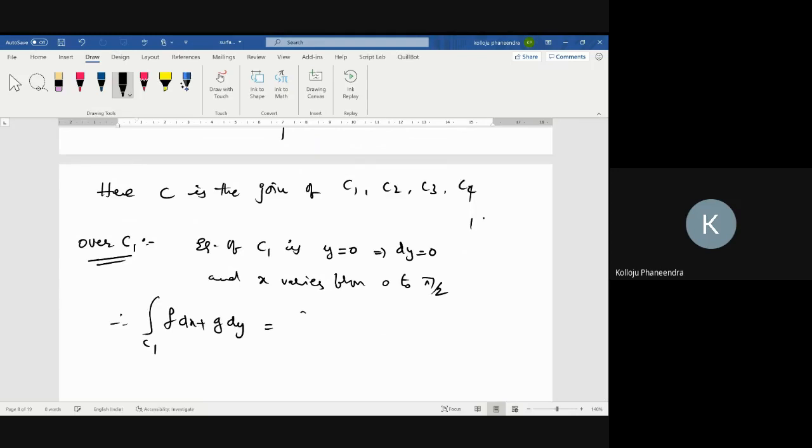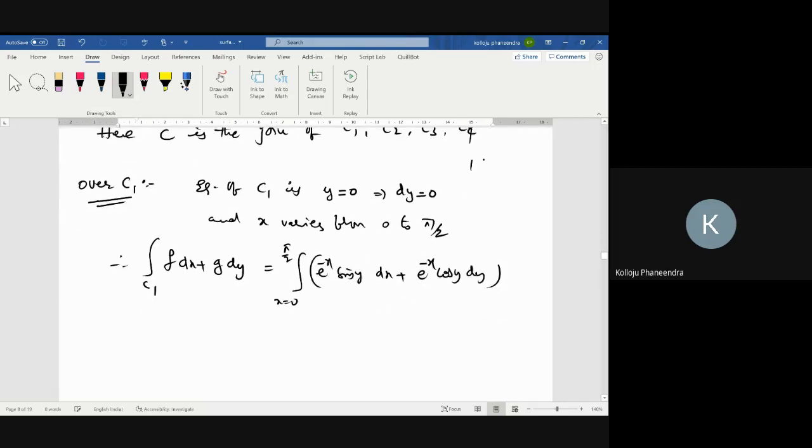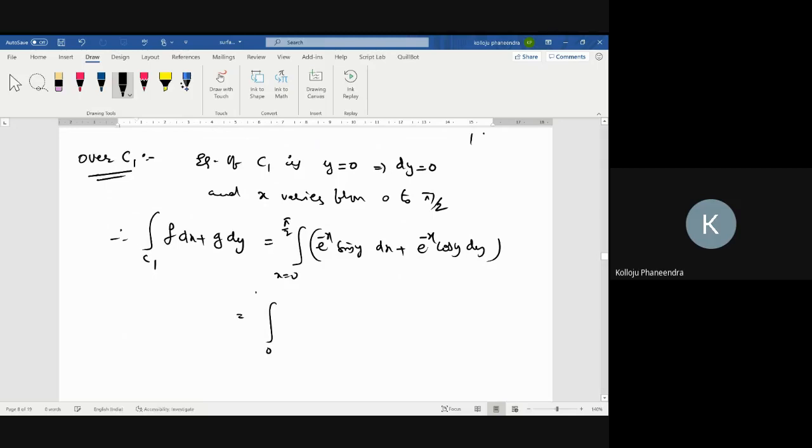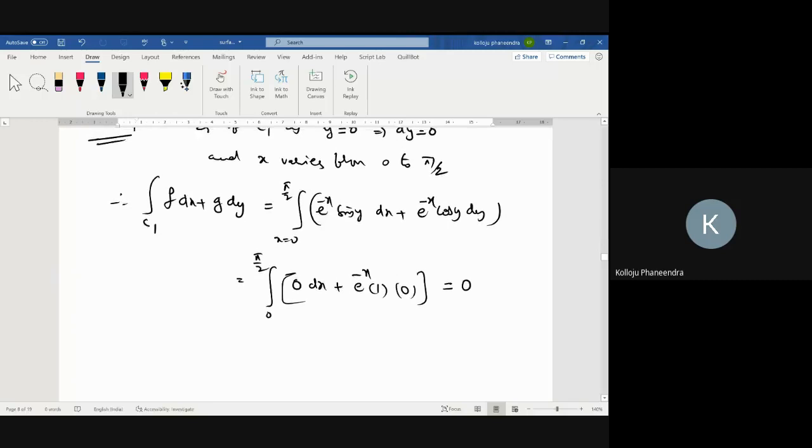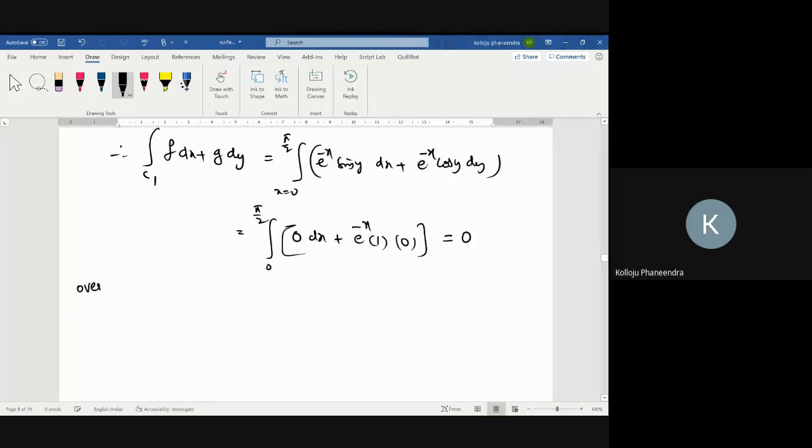Let me calculate. So this is from 0 to pi by 2, e power minus x sin y dx, plus e power minus x cos y dy. And what is the y value? 0. You have to substitute here. Y value 0 means the first one is 0 dx. Y value 0 means e power minus x times 1, and dy value is 0. So what is this entire value? 0. First one is over. If any doubts, you raise the questions. Over C2.